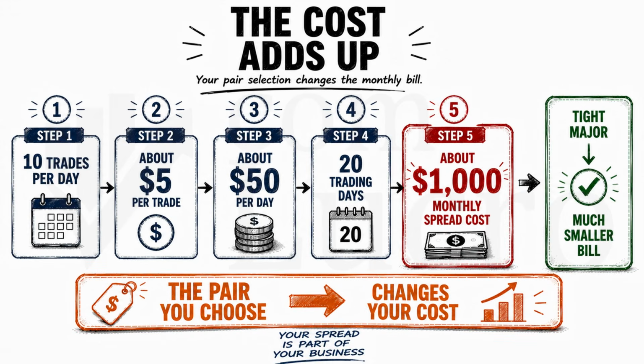Let me put a real number on that so it actually lands. Say you're a day trader taking 10 trades a day on a pair where the spread costs you around $5 to get in and out. That's $50 a day handed over before you're even right or wrong about the market. Over a 20-day trading month, that's $1,000 paid straight to the spread. Run those same 10 trades a day on a tight liquid major, and that bill could shrink to a fraction of it. The pair you pick literally changes the size of the check you're writing.